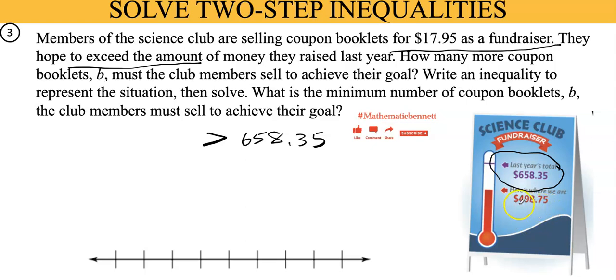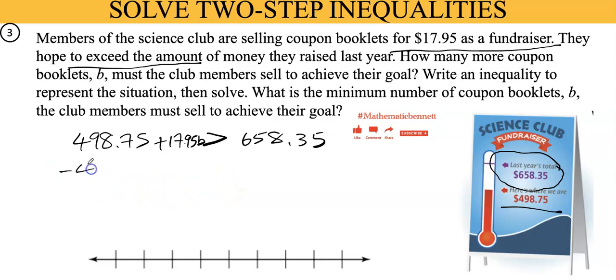Okay, so we know that they now have $498.75, and they want to know how many more booklets they would have to sell to exceed that amount. We know that the cost for each booklet is $17.95, so that would be $17.95 per booklet. So this would be our inequality that represents this situation. Let us solve it now.